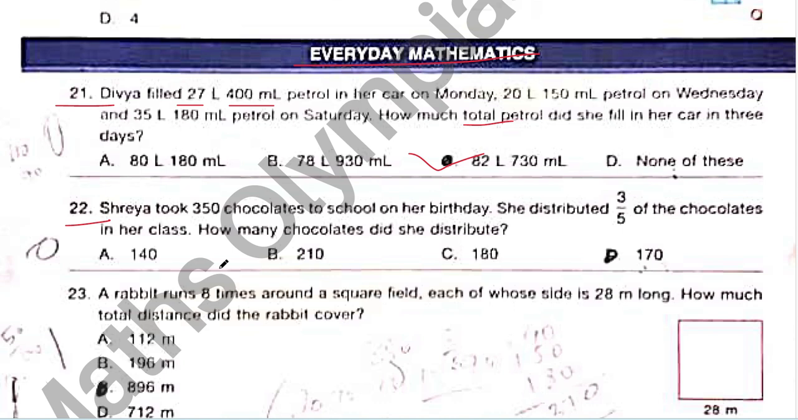Then, Shreya took 350 chocolates to school on her birthday. She distributed 3/5 of chocolates in her class. How many chocolates did she distribute? So we have to first find 3/5 of 350 chocolates. So 3/5 of 350 is 210. So 210 chocolates she has distributed, and this is what the question is asking. How many chocolates did she distribute? So it is 210 chocolates, option B here.